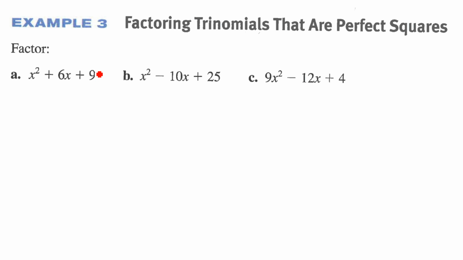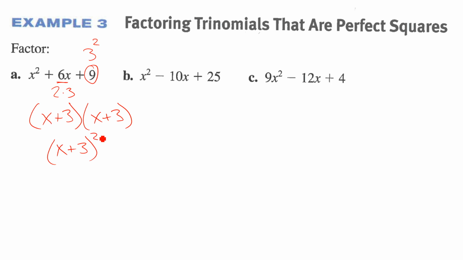So in this case, you see a 9. That's a perfect square, 3 squared. Look at the middle term. If this is double 3, 2 times 3, what we've got here is a perfect square. So this is going to be x plus 3 times x plus 3. 3 times 3 is 9, 3 plus 3 is 6, and we get to write that as x plus 3 squared.